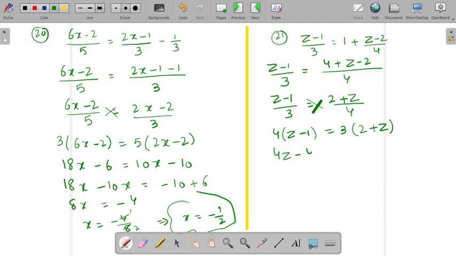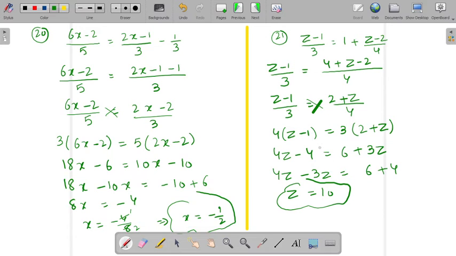Now open the bracket by doing the multiplication. Now shift the terms as you have done in the previous questions. So z equal 10. z equal 10 will be the answer here.